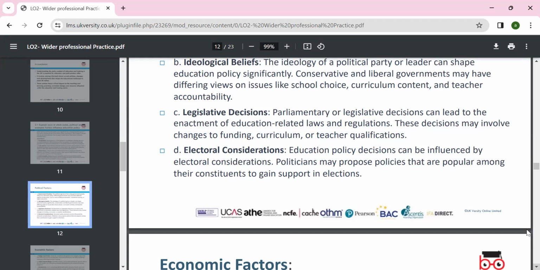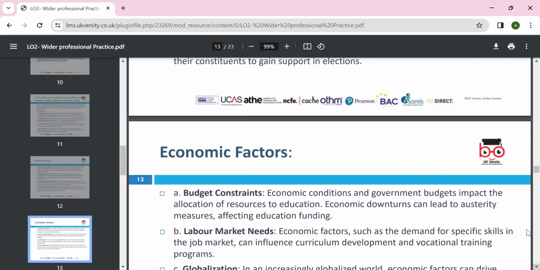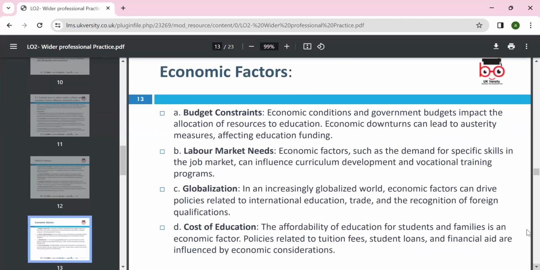Sectoral consideration: education policy decisions can be influenced by politicians. Maybe the purpose of the policy is to be popular among the students to gain their support. Of course, it's a huge influence. The other one is economic factors, which play a key role as well.